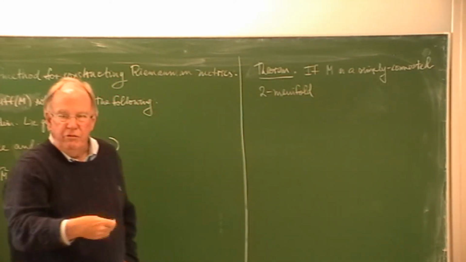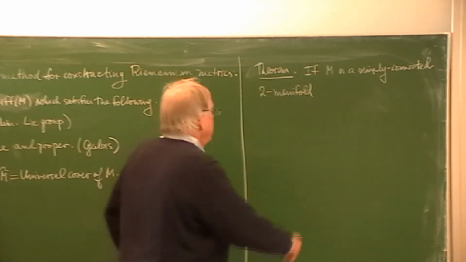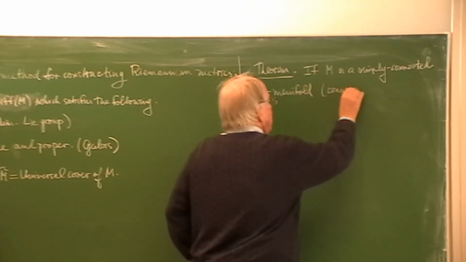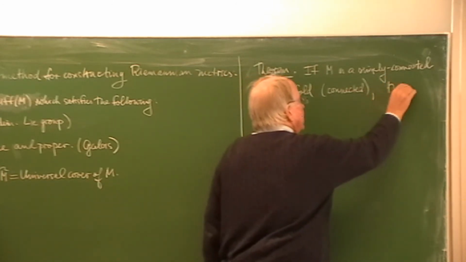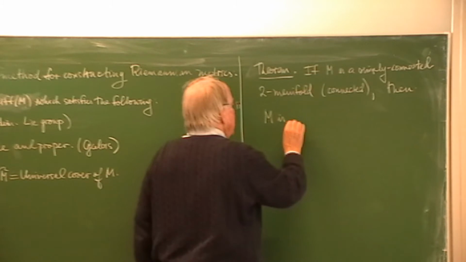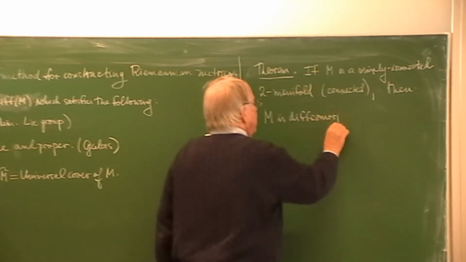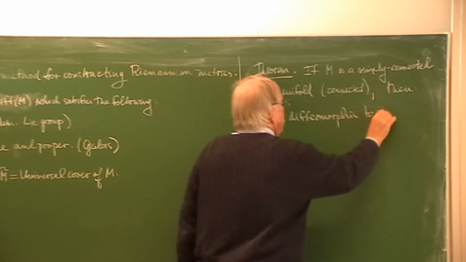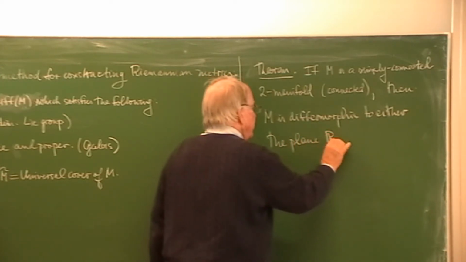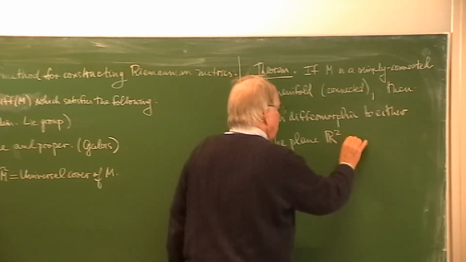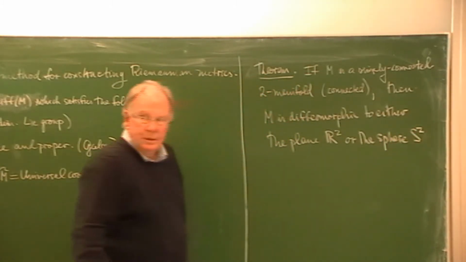This is the jargon in topology or differential topology. So dimension comes first: two manifold, n manifold, three manifold. Two manifold, simply connected, also connected, of course. Then M is diffeomorphic to either the plane R2 or the sphere S2. Incredible theorem.